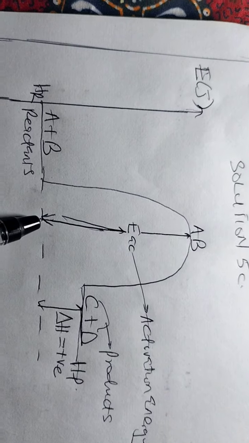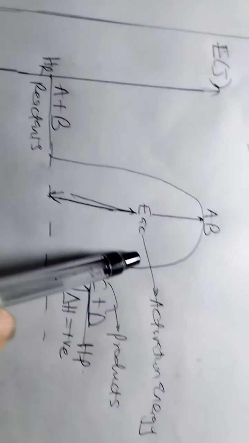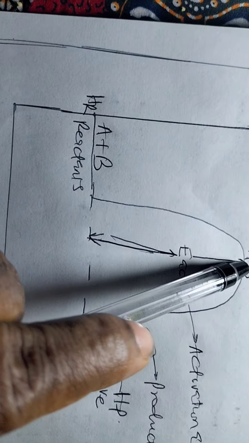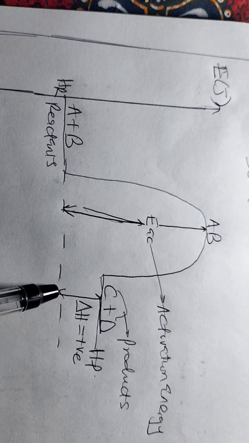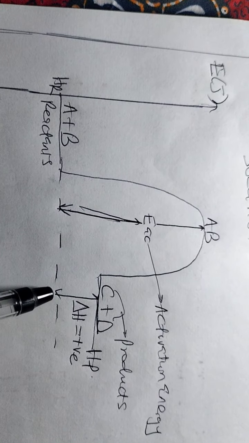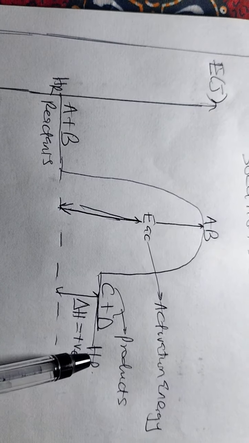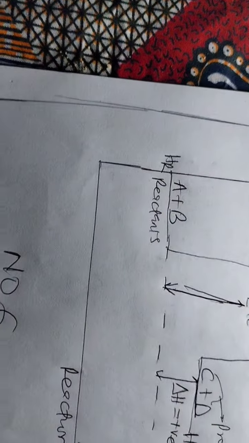The straight line drawn from the reactant base to the peak of the hill is called activation energy. Then the AB at the peak is called the activated complex. As in the question, you have to show your enthalpy change. The difference between the HP level and the HR level is your enthalpy change. And it's positive because HP is higher than HR, signifying an endothermic reaction.